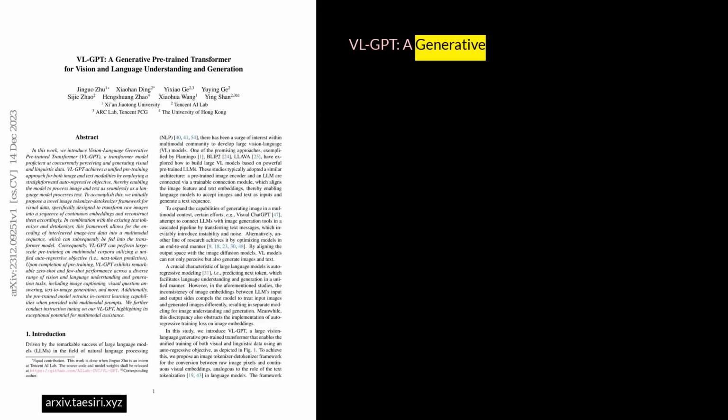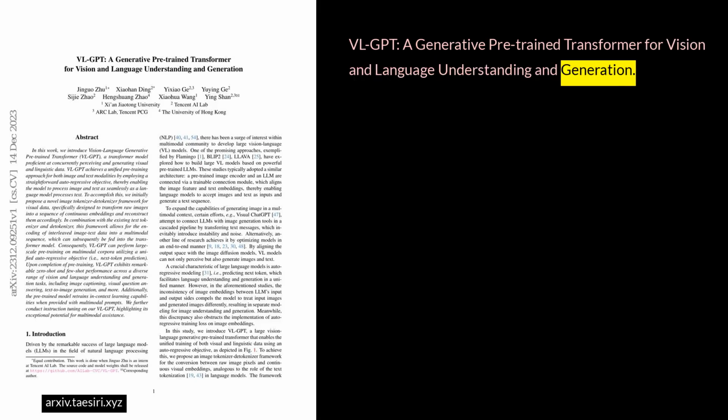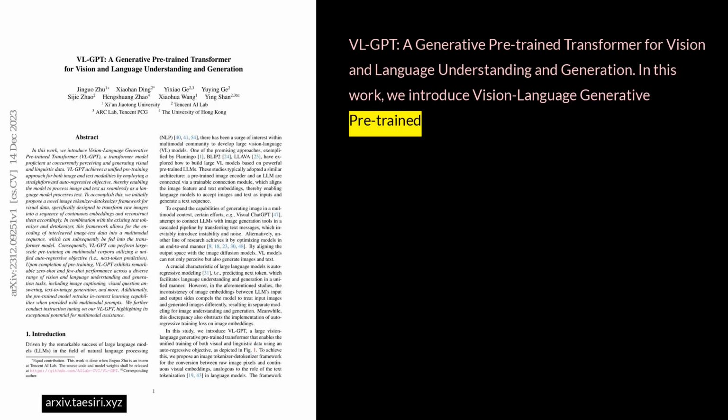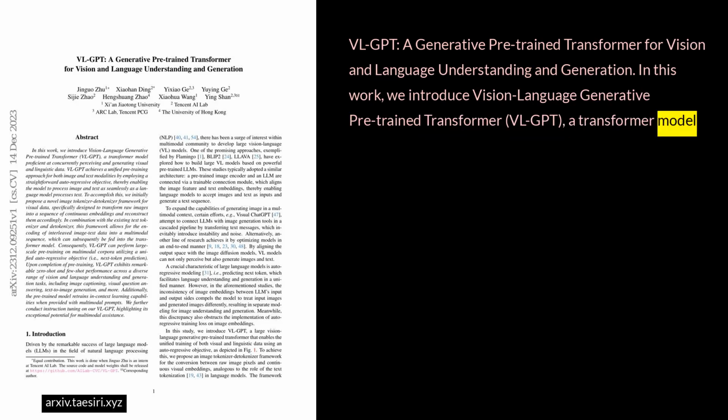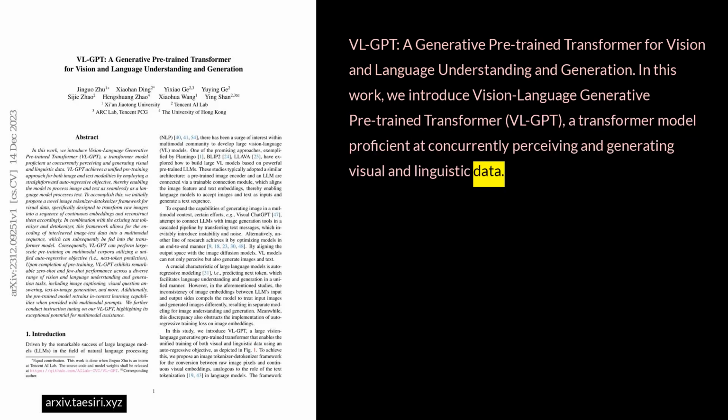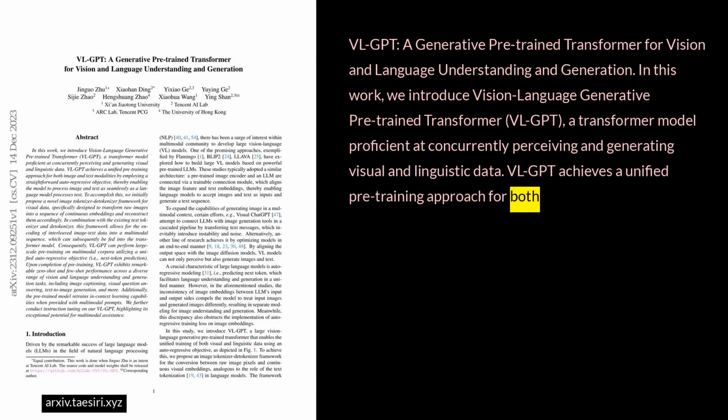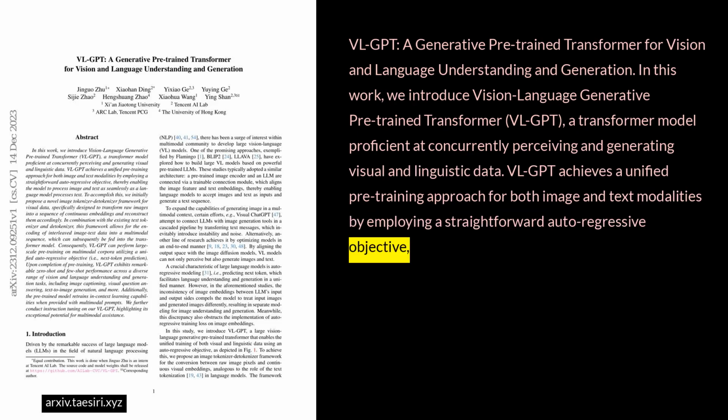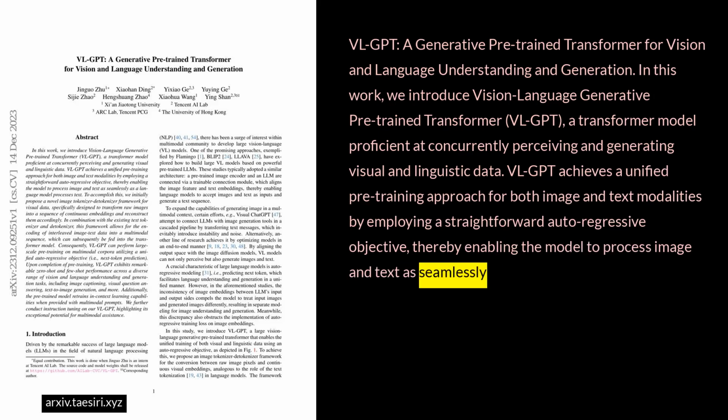VL-GPT, a generative pre-trained transformer for vision and language understanding and generation. In this work, we introduce Vision Language Generative Pre-trained Transformer, VL-GPT, a transformer model proficient at concurrently perceiving and generating visual and linguistic data. VL-GPT achieves a unified pre-training approach for both image and text modalities by employing a straightforward autoregressive objective, thereby enabling the model to process image and text as seamlessly as a language model processes text.